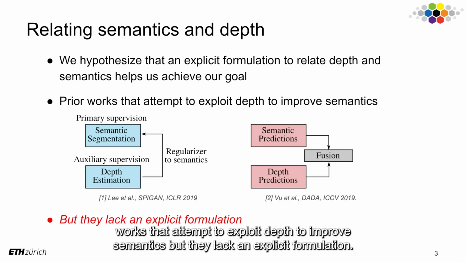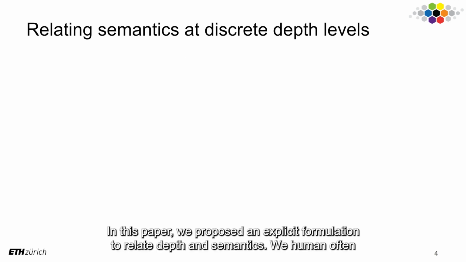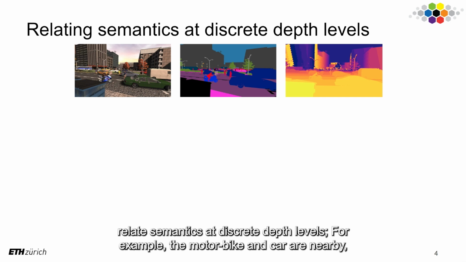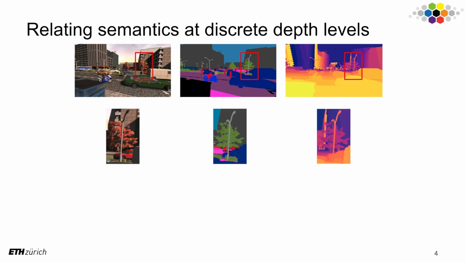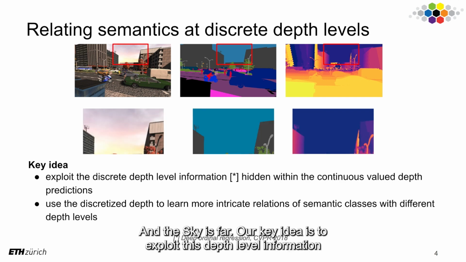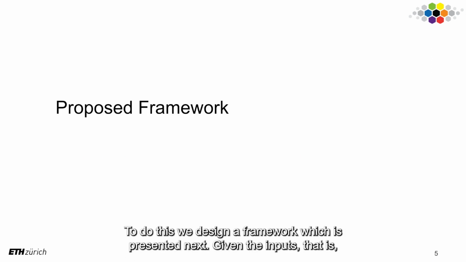There are prior works that attempt to exploit depth to improve semantics, but they lack an explicit formulation. In this paper, we propose an explicit formulation to relate depth and semantics. We humans often relate semantics and discrete depth levels. For example, the motorbike and car are nearby. The trees and street light have a medium range depth, and the sky is far. Our key idea is to exploit this depth level information to learn more intricate relations of semantic classes. To do this, we design a framework which is presented next.